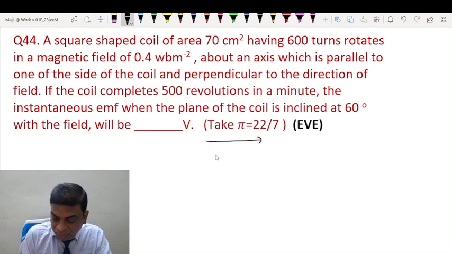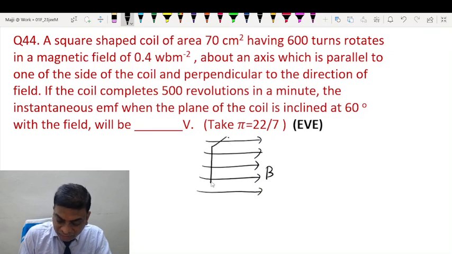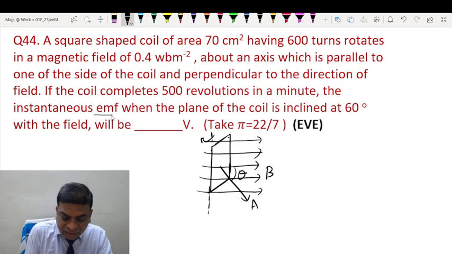As soon as you read the question, students, this figure should immediately pop up into your mind. So magnetic field is like this, and the coil is rotating about one of the edges perpendicular to the magnetic field. So this is the area vector, and you have theta. So we have to find the instantaneous EMF.